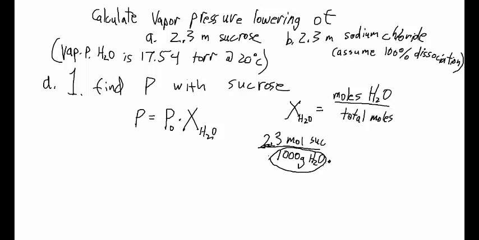In this imaginary quantity of solution with 2.3 moles of sucrose, we have 1,000 grams of water. All we need to do is convert that 1,000 grams to moles. So divide by the molar mass, right? And what is the molar mass of water? It's 16 for oxygen plus 2 for the hydrogens, which is about 18. And that gives us a very pretty number, a beautiful number of 55.5 moles.